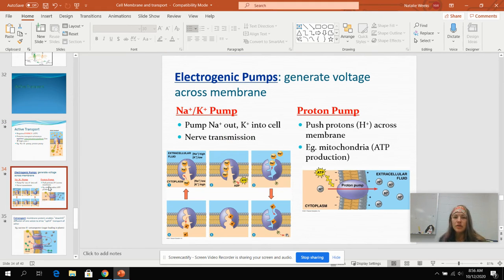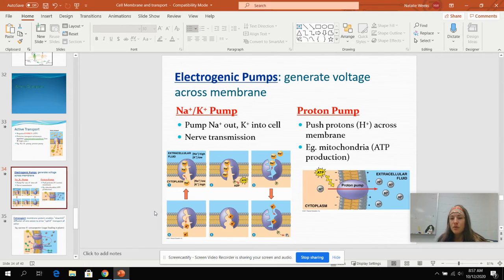So with this, we use electrogenic pumps to generate voltage across a membrane. One example of this is a sodium potassium pump, and we talk about nerves next week. This is going to be like the most important. So with this, we're going to actively pump sodium out and actively pump potassium in to create a voltage gradient. Because if 3 positives go out and 2 positives go in, as we see here, that's going to create a net difference in electrical charge on either side of our nerve cell wall.